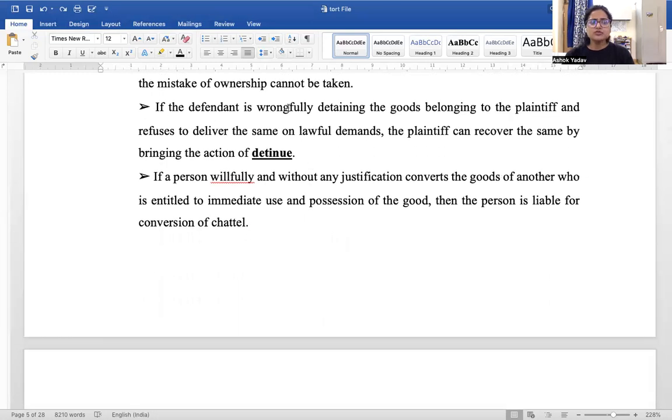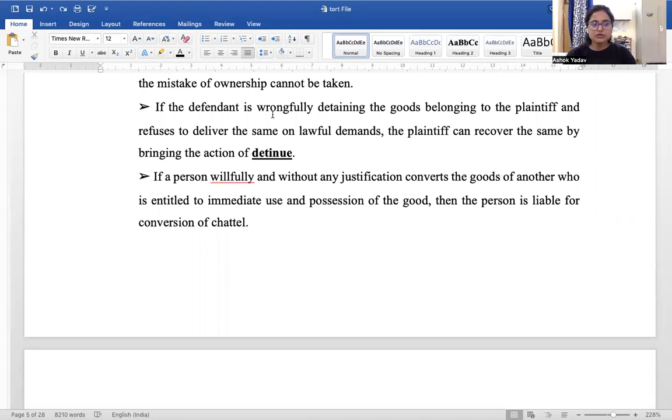If the defendant is wrongfully detaining the goods belonging to the plaintiff and refuses to deliver the same on lawful demands, the plaintiff can never recover the same by bringing the action. The plaintiff can recover the same by bringing the action of detenue. So herein there is actually talking about a new term. What is detenue? So they can ask, right?